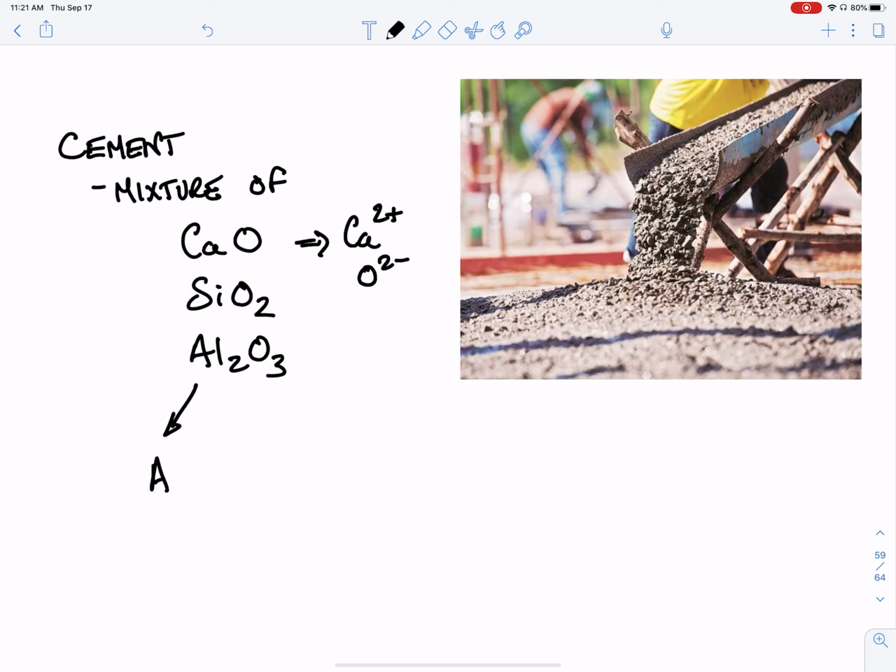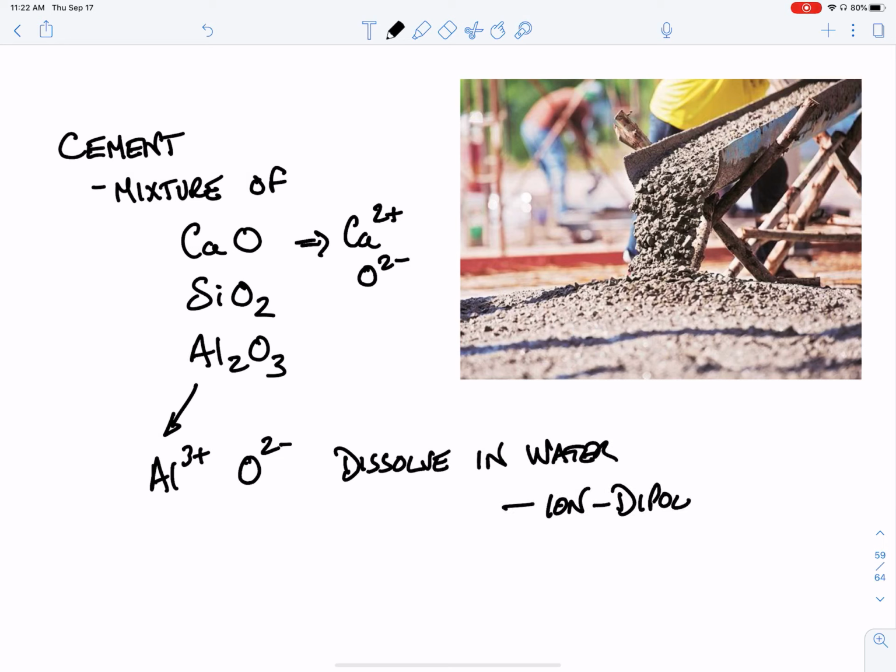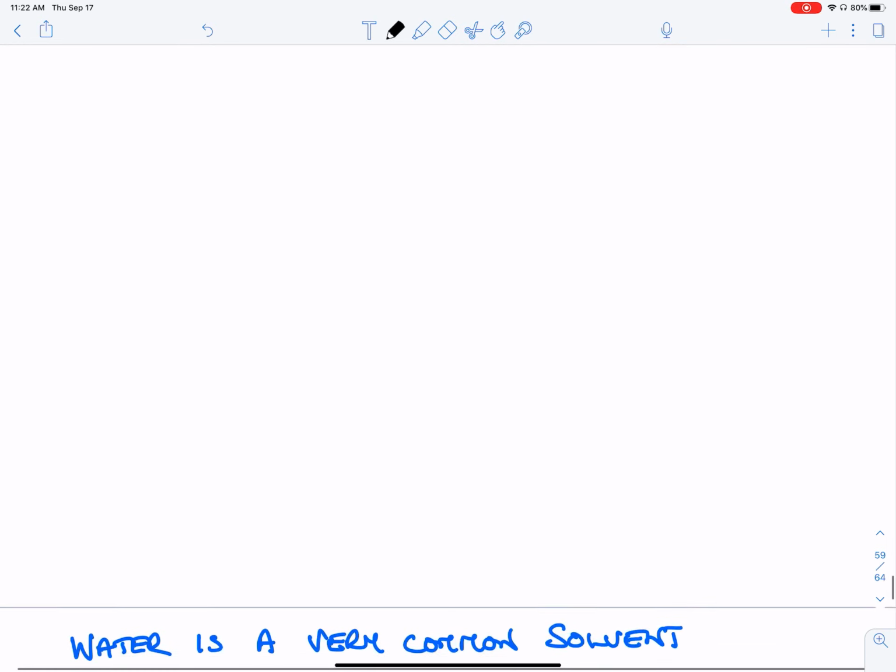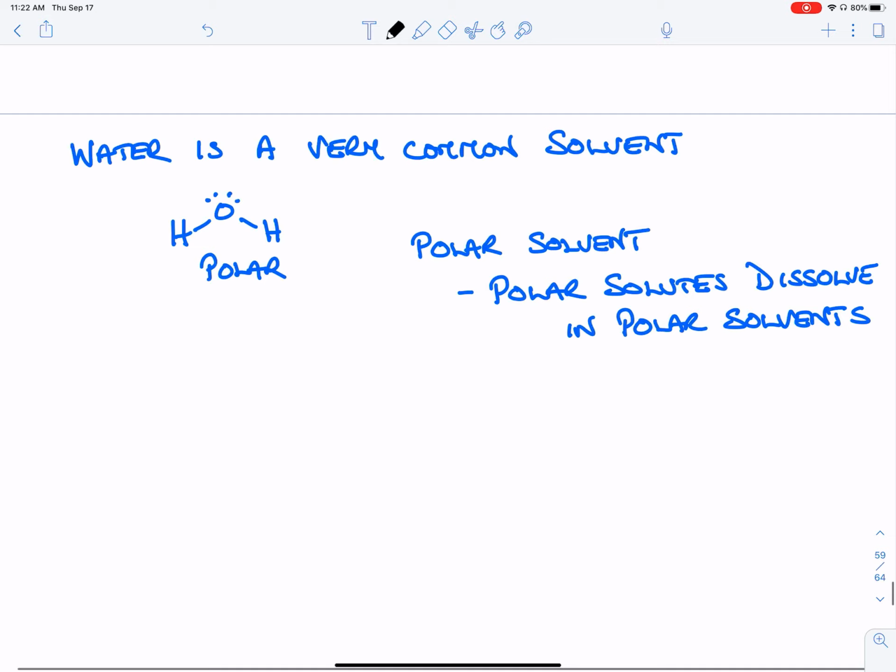And these ions will dissolve in water. Why? Because of ion dipole attractions. Because the ions that are formed will be attracted to the water molecules, and so they'll dissolve in water. So water is a particularly good solvent. It's a very common solvent.